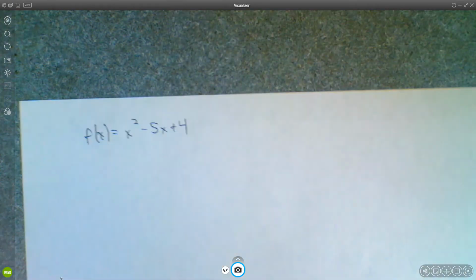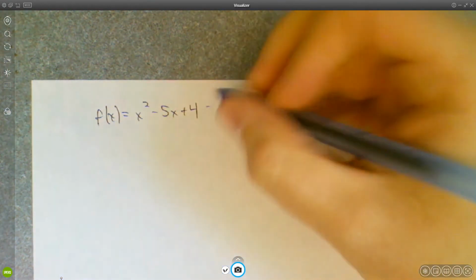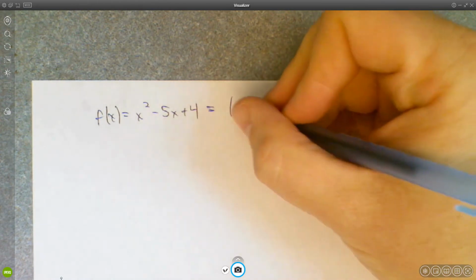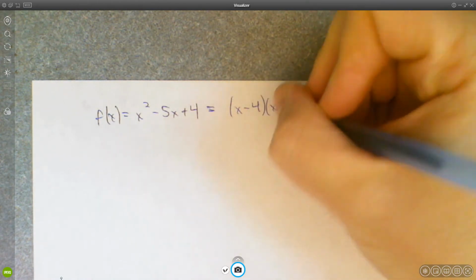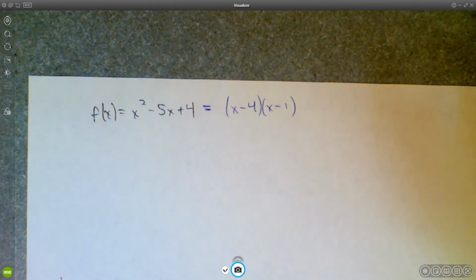So our first task is to find the x-intercepts of this function. If we can factor it, then that's going to be pretty easy. And I think we can. This one goes to x minus 4, x minus 1, right? So the x-intercepts are 4 and 1.